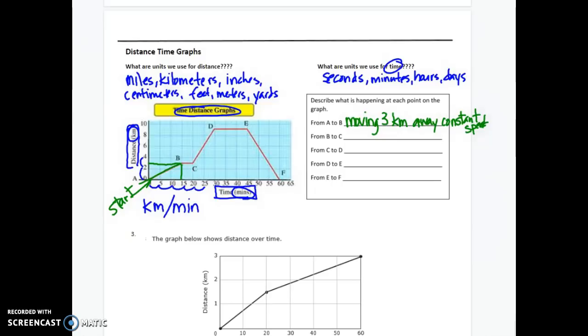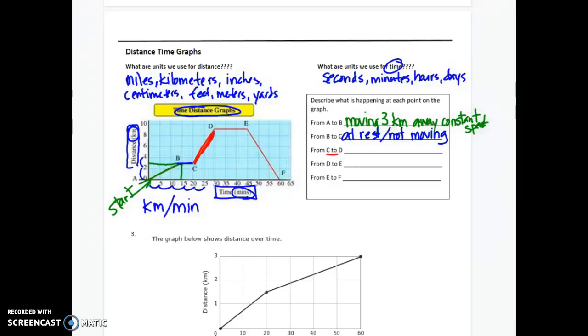Then at B, look what happens at B. At B, we did not move any more kilometers for that next 5 minutes. So we were at rest. A flat line on a distance time graph shows no moving forward. We just stopped.